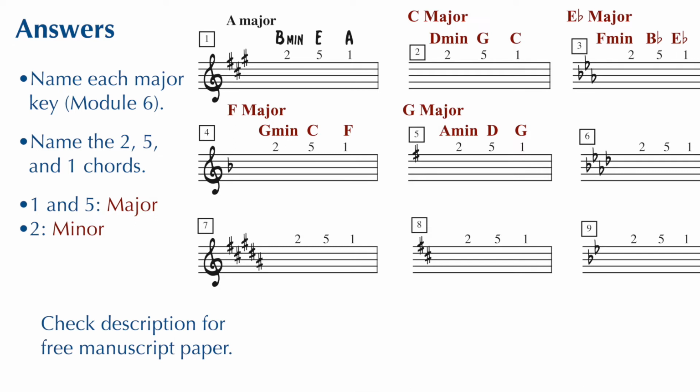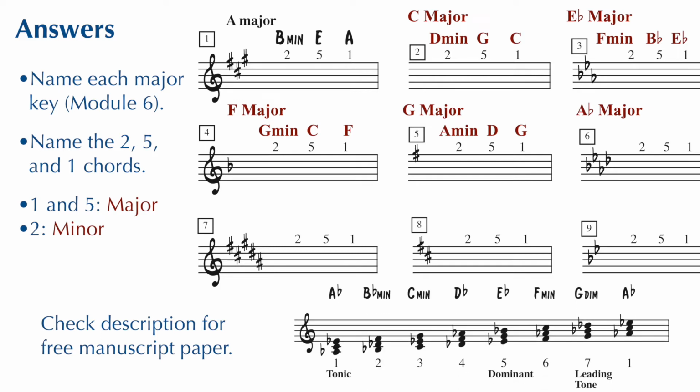Number 6, 4 flats in the key signature puts us in the key of A flat major. We build out the A flat major scale and its triads.